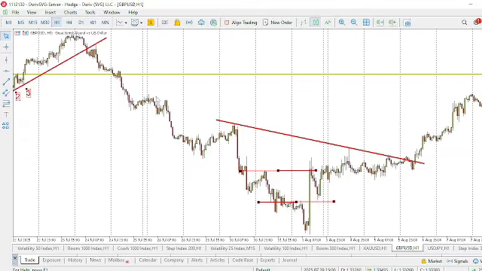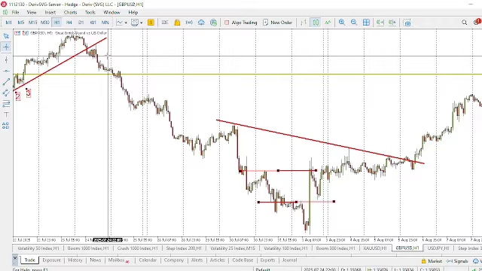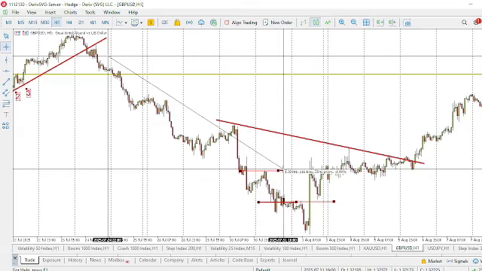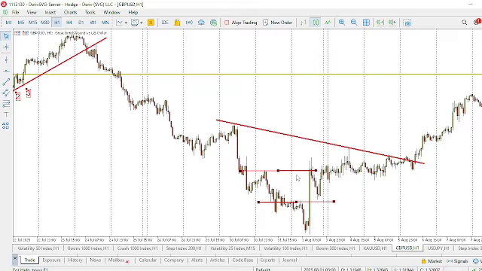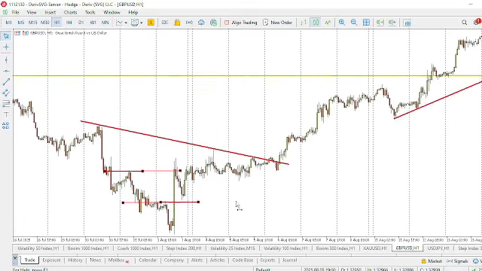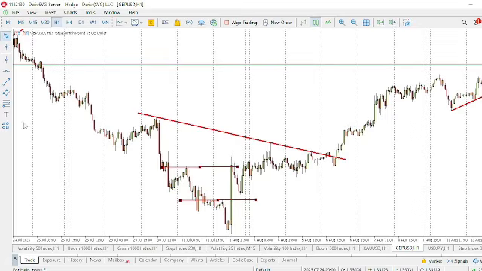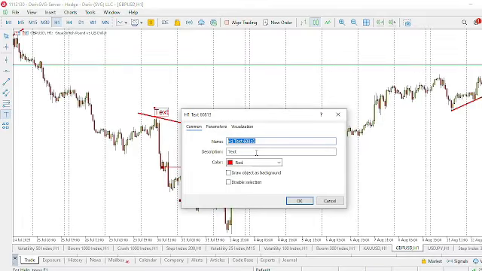And look at how many pips you must have amassed by now. You must have gone away with 258 pips on GBP USD, and that is remarkable. That is amazing. That is huge. 258 pips is huge.